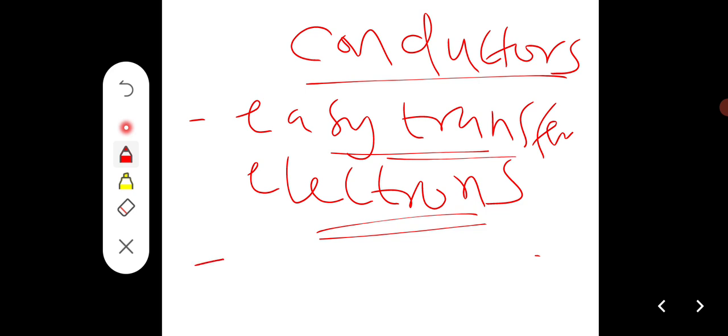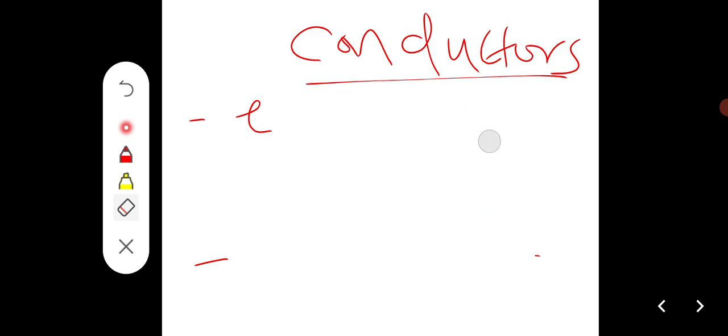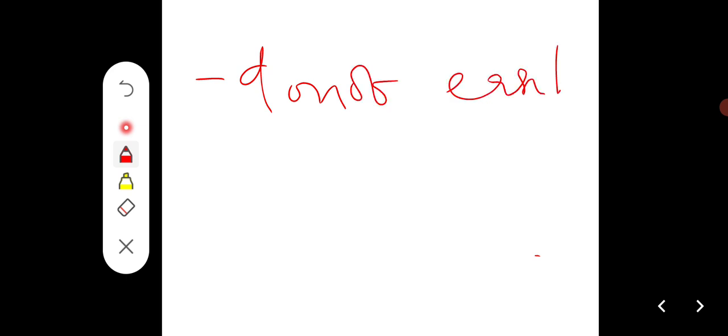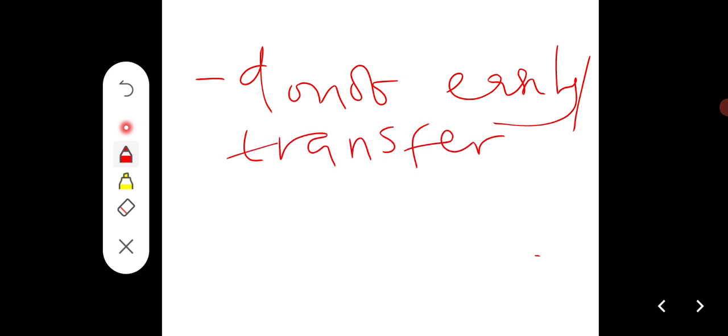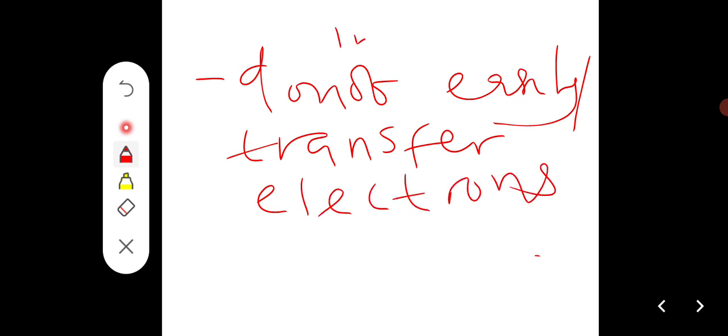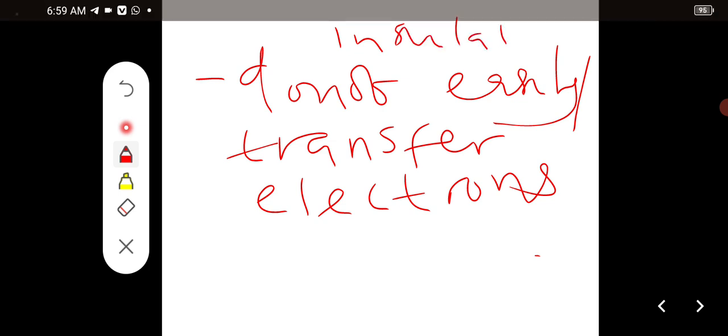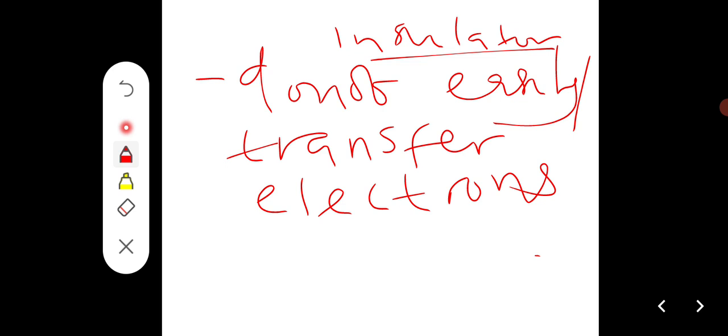Then we also have what we call insulators. Insulators are materials which do not easily transfer electrons.